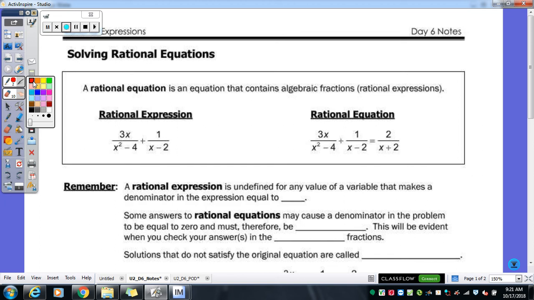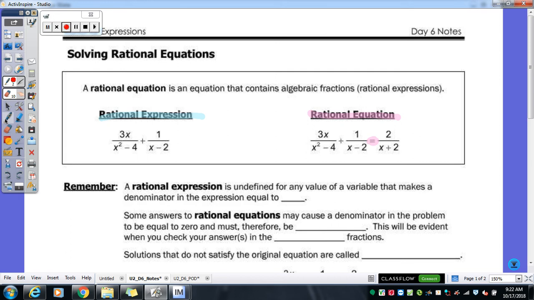So here I just refresh our memories on what an expression is. So there is an expression. We have two fractions we're trying to combine. Over here is our rational equation. And you know it's an equation because it's got that equal sign there. So if you've got fractions with that equal sign, that makes it an equation. So then you need to know to follow these rules.